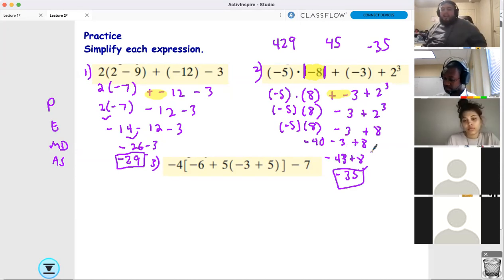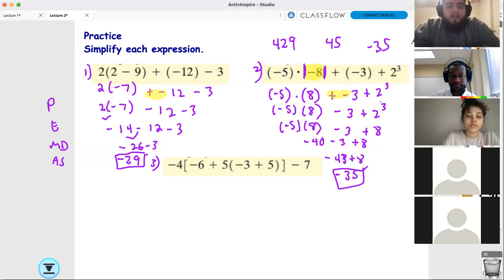All right. Any questions on number 2 on any of the steps? All right. What did people get for number 3? Anyone want to share what they got?